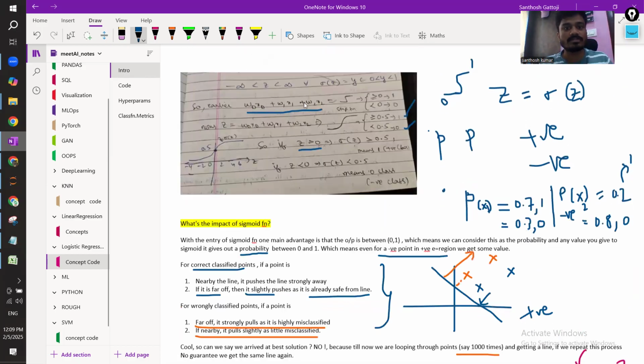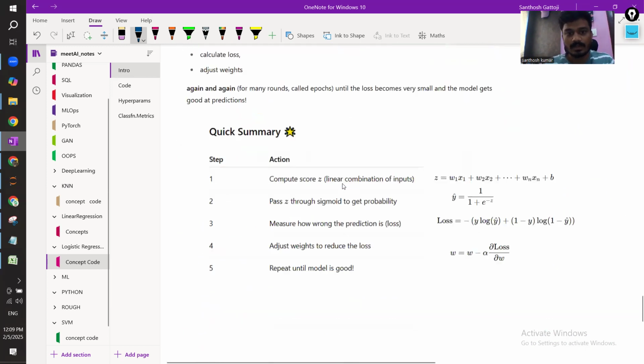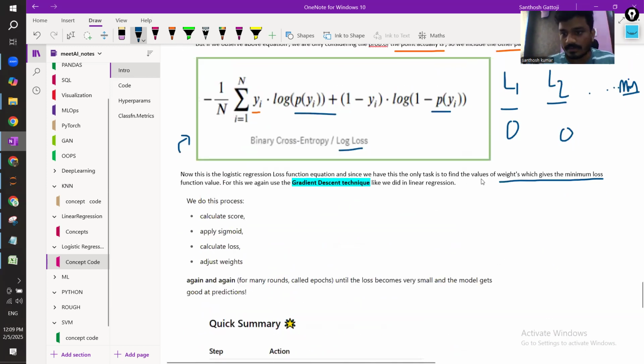From where are we going to get these W values? Now simple. Our aim is to get the least value of this loss function such that it will give you the weights. For this, we are going to use a gradient descent technique. Same thing, because I already taught you gradient descent, so you can refer to those. But the concept is same.